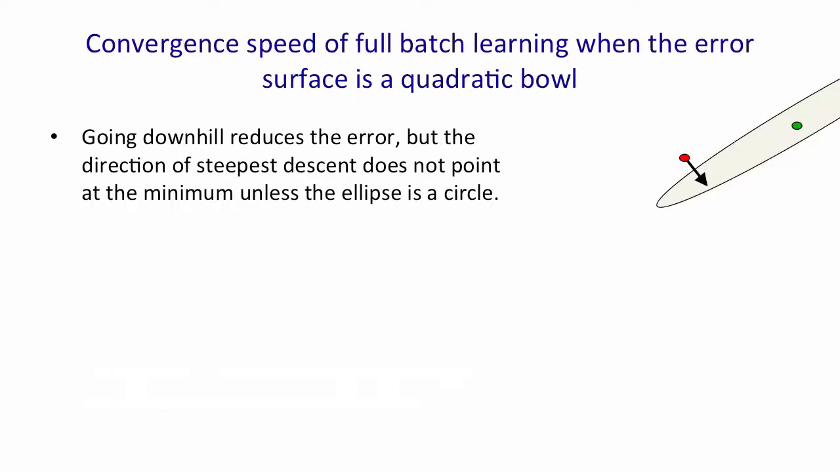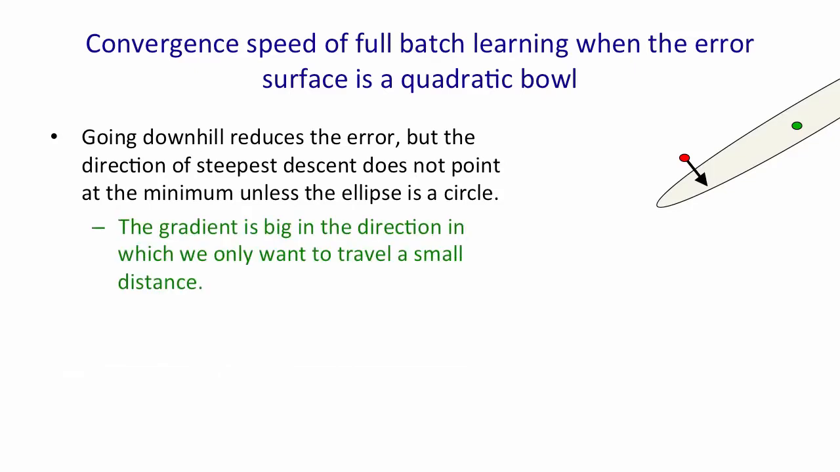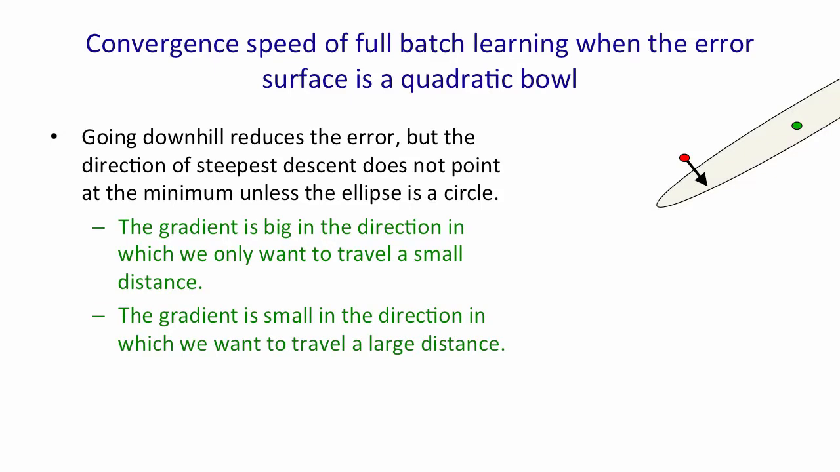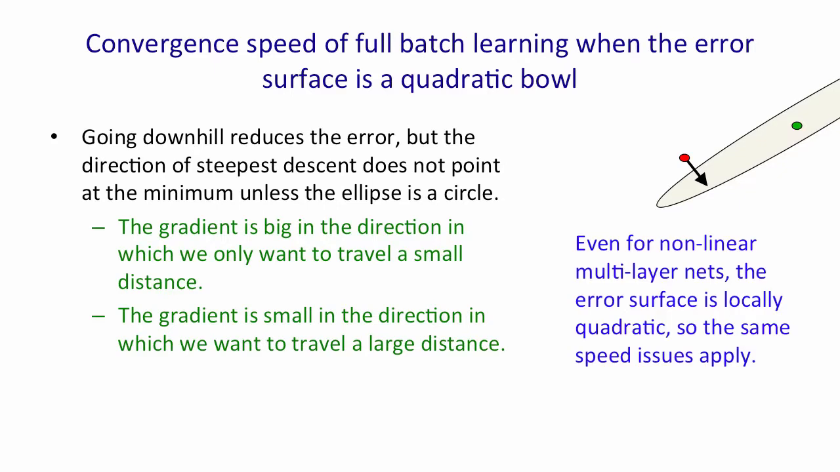If we look at the convergence speed when we do full batch learning, when the error surface is a quadratic bowl, the obvious thing to do is go downhill. This will reduce the error. But the problem is that the direction of steepest descent does not point to the place we want to go. As you see in the ellipse, the direction of steepest descent is almost at right angles to the direction we want to go in. We've got a gradient that's very big across the ellipse, which is a direction in which we only want to travel a small distance, and the gradient's very small along the ellipse, and that's a direction in which we want to travel a large distance. It's precisely the wrong way round.